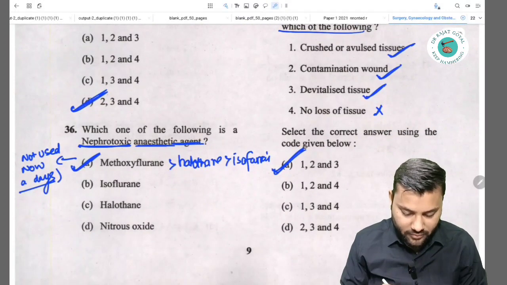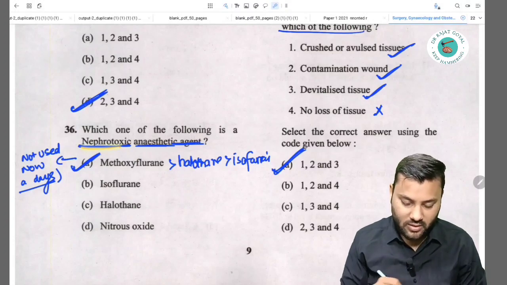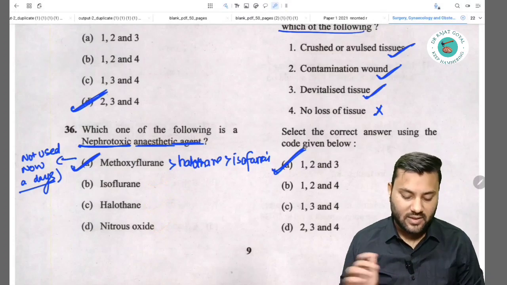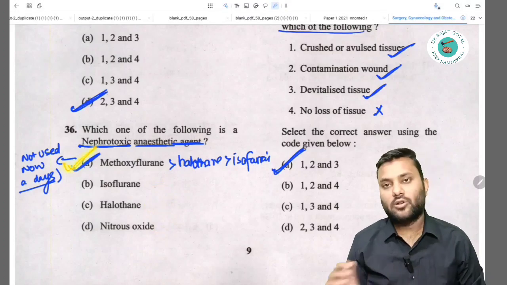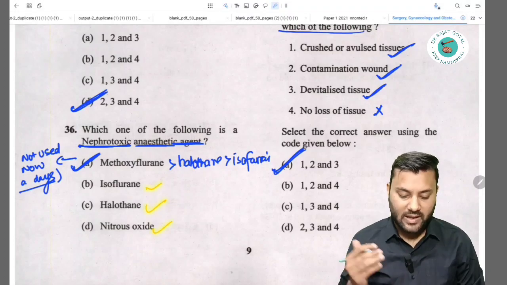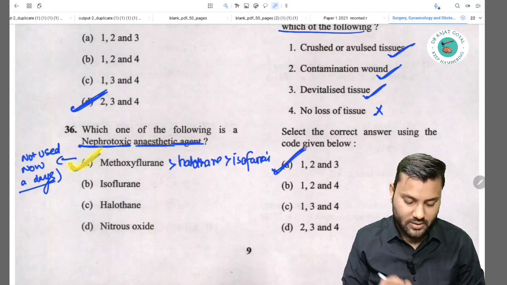Which of the following is a nephrotoxic anesthetic agent? So among anesthetic agents, we know that all these are nephrotoxic, but among these the most nephrotoxic is the methoxyflurane, which is not used nowadays. So we can use the halothane and isoflurane because they are less nephrotoxic than the methoxyflurane. So answer here will be option A.